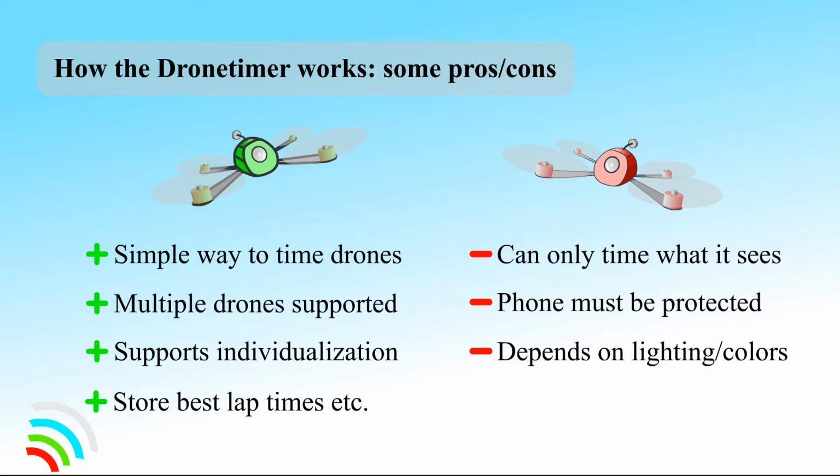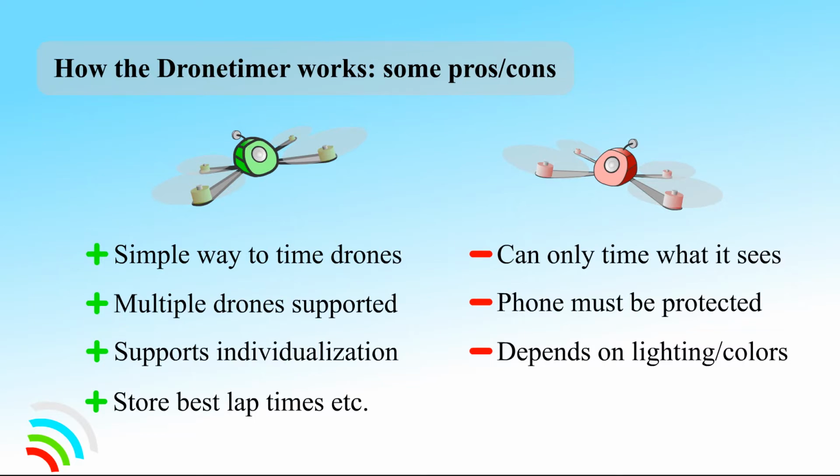So the drone always has to pass the field of view of your smartphone camera, otherwise it won't work. You have to protect your phone against any potential impact, which I, for example, do by just putting some pieces of carton around my phone so it's protected from any kind of impact when I might crash into the phone with my drone. The performance of the drone timer depends on the lighting conditions that you have at your specific place and also on the colors that you chose, so there might be some optimization needed.